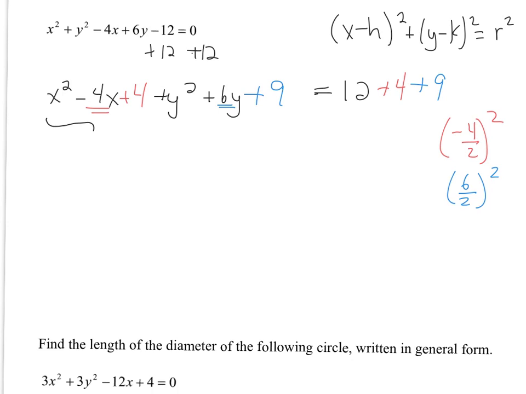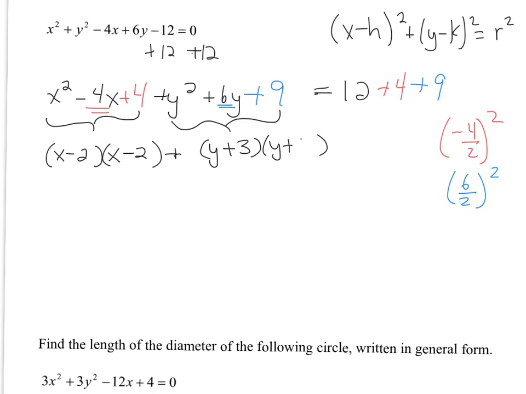Now the benefit of this is I look at these 3 and I factor those 3 together, and then I look at these 3 and factor those 3 together. If I'm looking for two numbers that multiply to positive 4 but add to negative 4, that would be negative 2 and negative 2. And if I look at two numbers that multiply to 9 but add to 6, that would be 3 and 3. And then everything on the other side, I can just say 12 plus 4 plus 9 is 25.